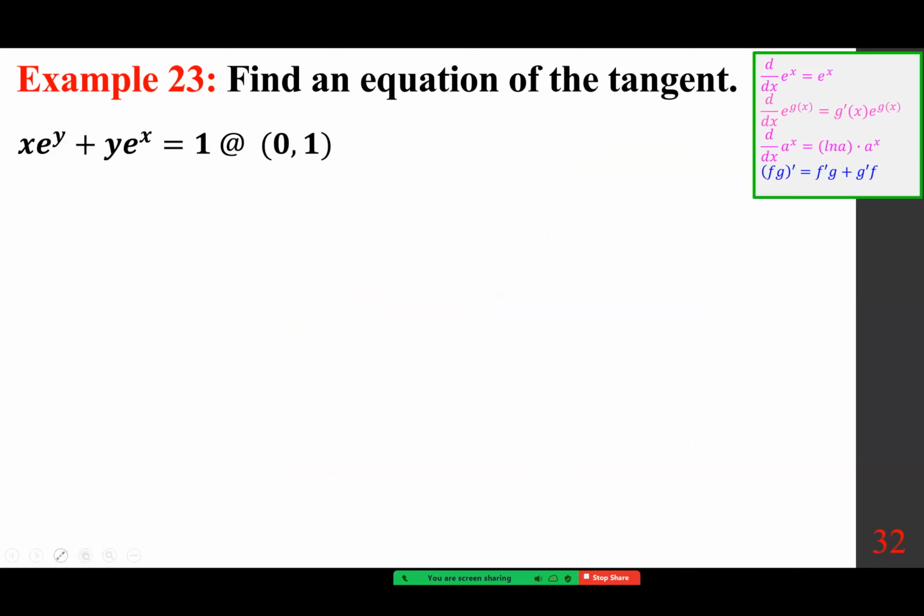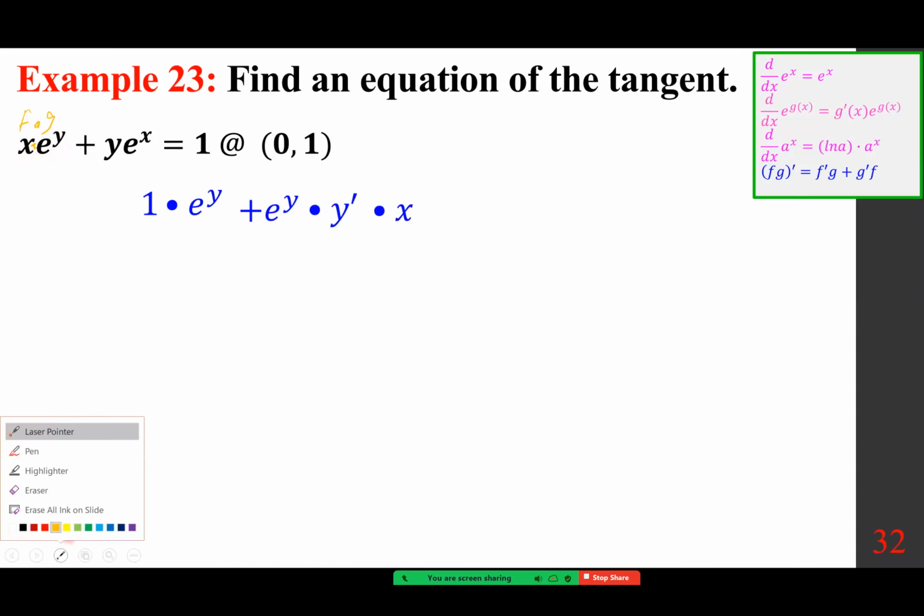So for the first part, if I put a raised dot here and I assume this is f, this is g, I have f prime, which is 1, times g, which is e to the power of y, plus the derivative of e to the power of y, it's exponential itself, times the derivative of y, which is y prime or dy/dx, and then times x by the product rule. And I'm going to write at the top of it, this would be f prime g, this would be g prime f.